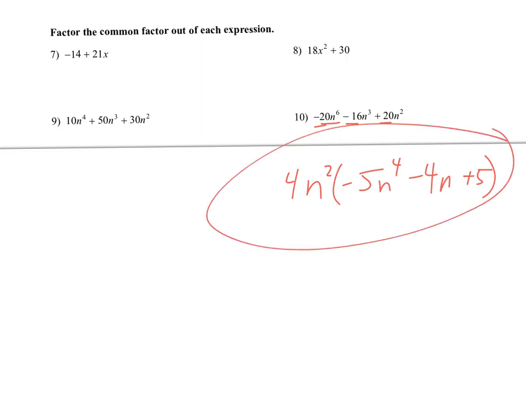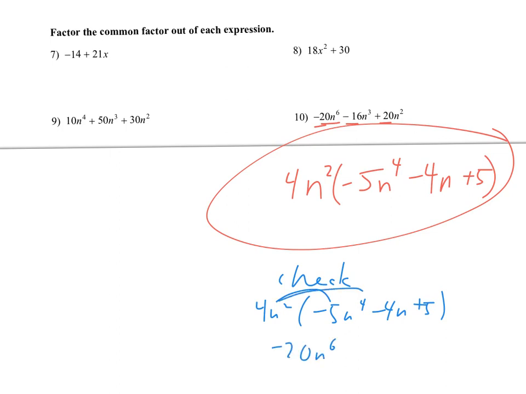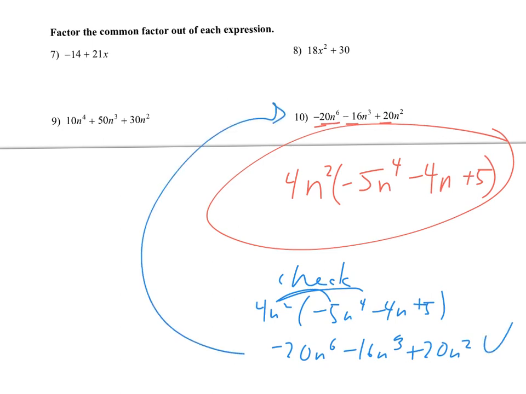I can still check this again by distributing. And so I kind of like to do that to make sure I did it right. So if I multiply this in there, I get negative 20, and then I add the exponents. And then this one would be negative 16, and then add the exponents would be the third power, and then positive 20, and then just add that at n squared. So that does give me what I originally started with, so that is good.